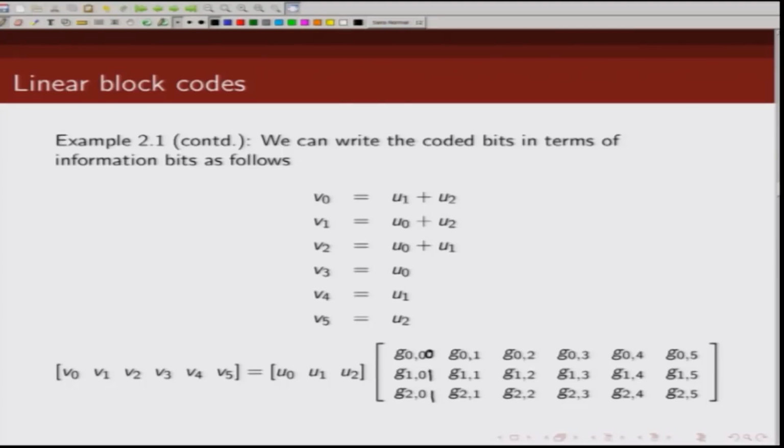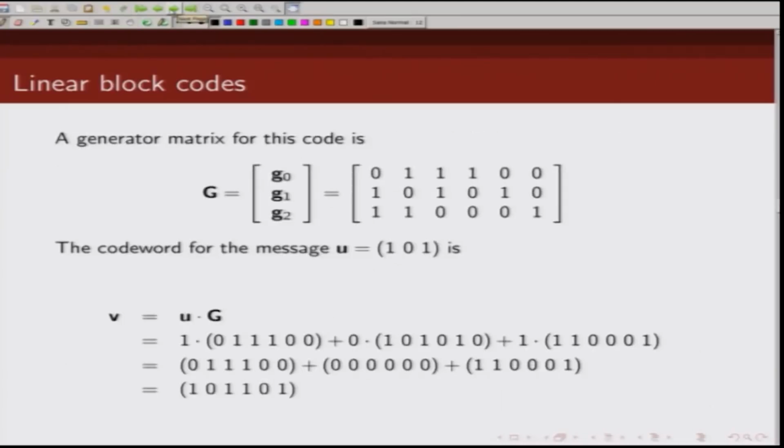Similarly, look at V1. V1 is U0 G01 plus U1 G11 plus U2 G21. And if we compare it with V1 here, we see V1 is U0 plus U2. That means this G01 should be 1, G11 should be 0 and this should be 1. Likewise, we build up the other columns of this matrix. So, if we do that, what we get is something like this.